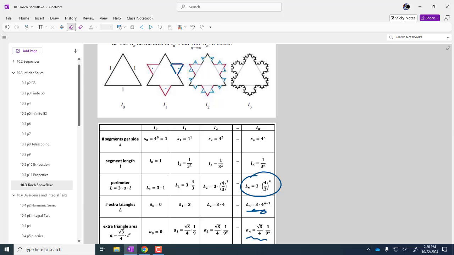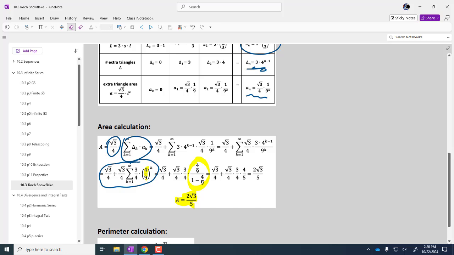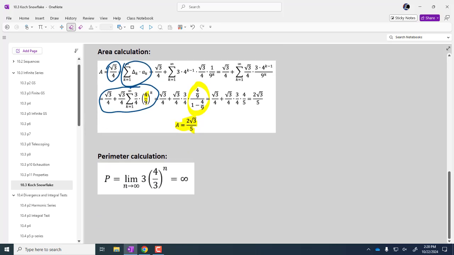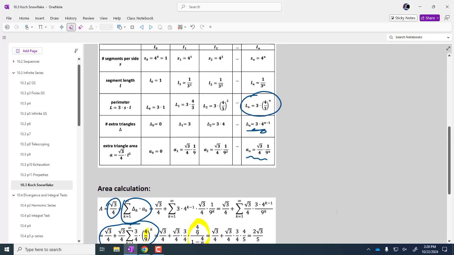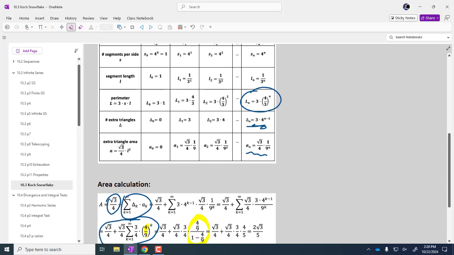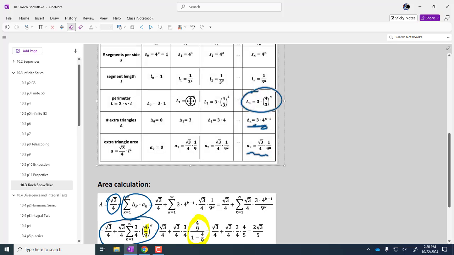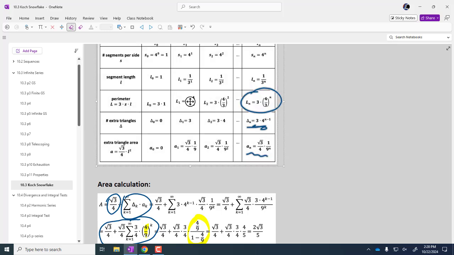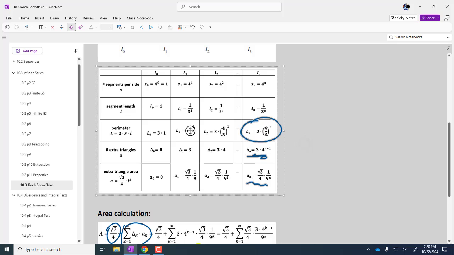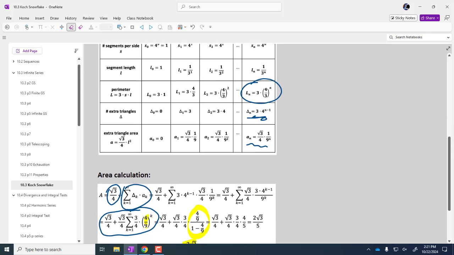Before you move on, negative 1 is 9 to 12. Perimeter calculation, because it didn't print off. So the perimeter calculation, if you look right here, that's the perimeter. We have 3 sides. There's the side length right there, and those are the segments per side. So that's that formula. If you take the limit of this as n goes to infinity, that goes to infinity. Okay, so that's the perimeter. Area calculation is down here. It's going to be all the triangles plus the extra triangle area, so it's those multiplied together plus the original triangle.